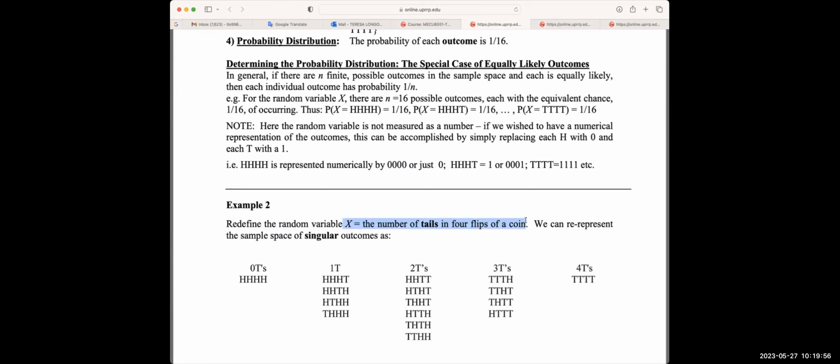to define X differently. I'm going to define it as the number, hold on, let me see, the chat disappeared. Let me get the chat back. Someone was asking about, oh no, okay, we're good.